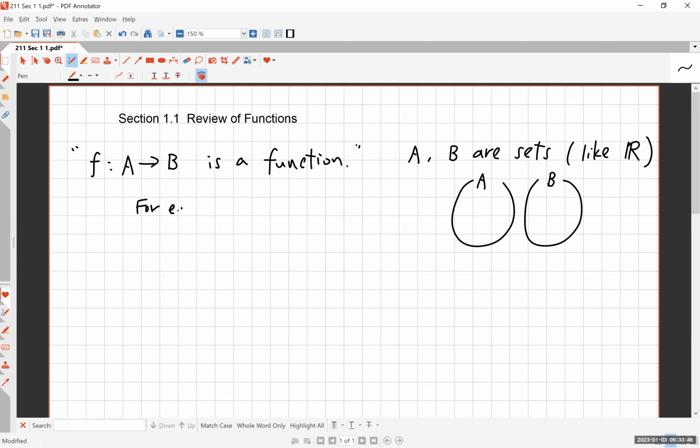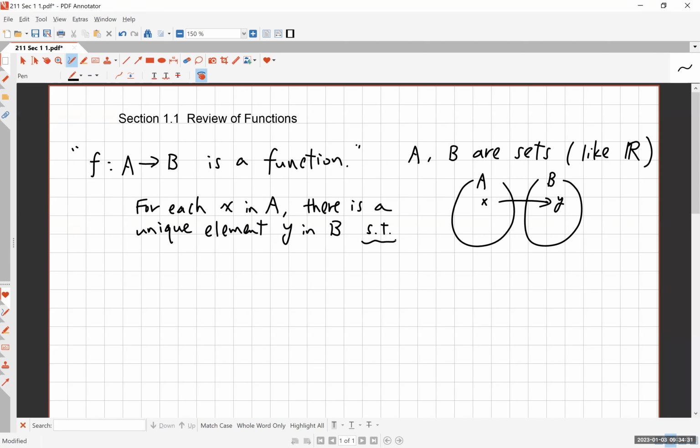For each x in A, every element of A is associated with a unique element in B. So for each x in A, there is a unique element y in B such that, and I will be using this a lot, s.t., such that, f(x) = y. So x is mapped to y. Well, you can say y is associated with x or something like that.